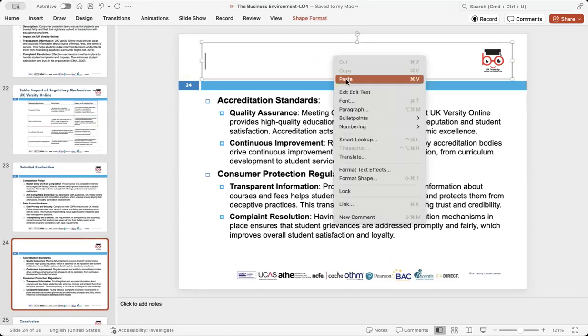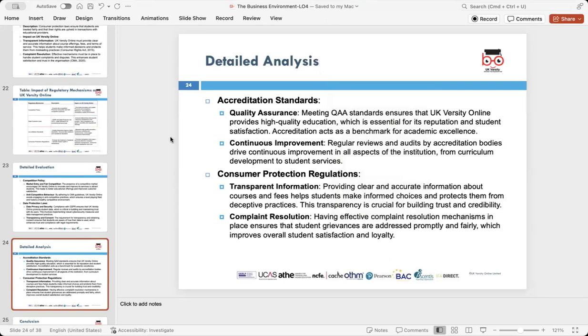Accreditation standards. Quality assurance: meeting the rigorous standards set by accreditation bodies such as the Quality Assurance Agency underscores UK Versity Online's commitment to delivering high quality education. Compliance with these standards validates the institution's academic programs and services, reassuring students and stakeholders of its credibility and competence.